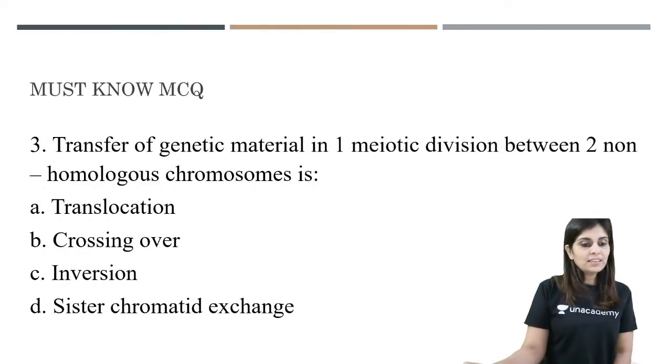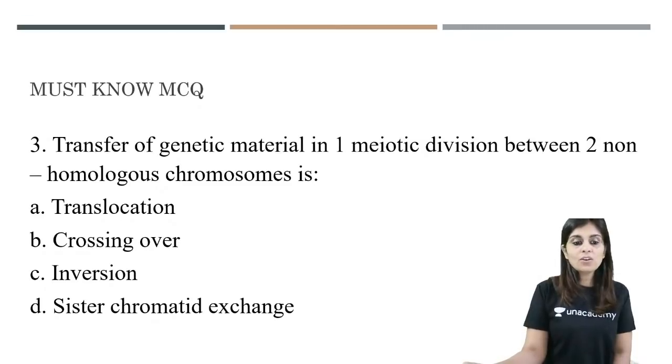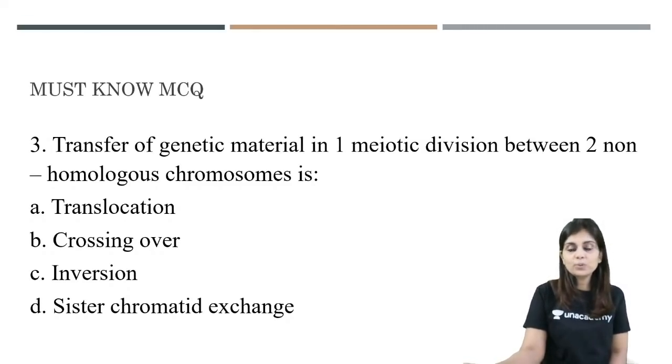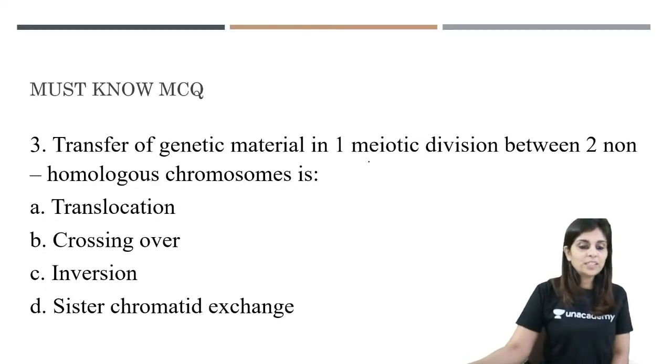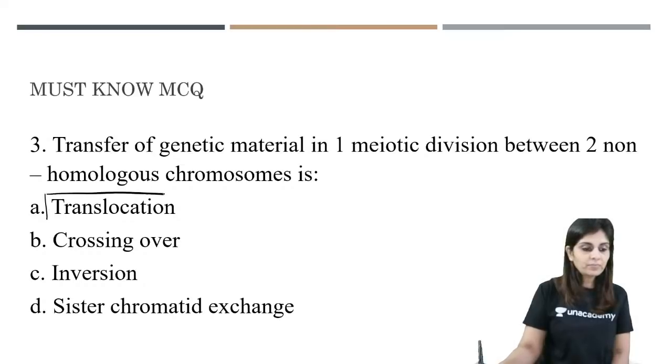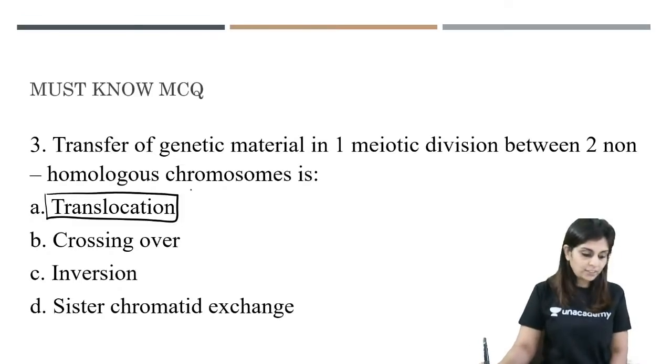Answer this question: transfer of genetic material in one meiotic division between two non-homologous chromosomes. It's a must-know MCQ because it's a PGI question. What is the answer? It is translocation.